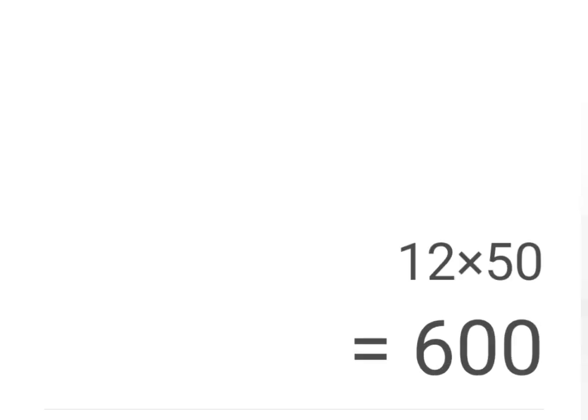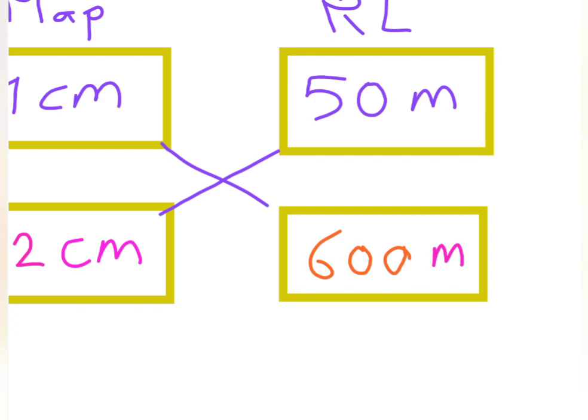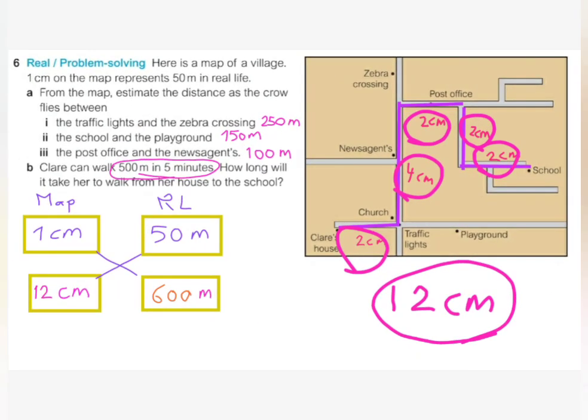Now, let's go back. And the answer will be 600 meters. So the distance from Claire's house to the school is 600 meters. Now I found the real life distance between Claire's house and the school. Now I want to know how much time it will take her to go from the house to school.